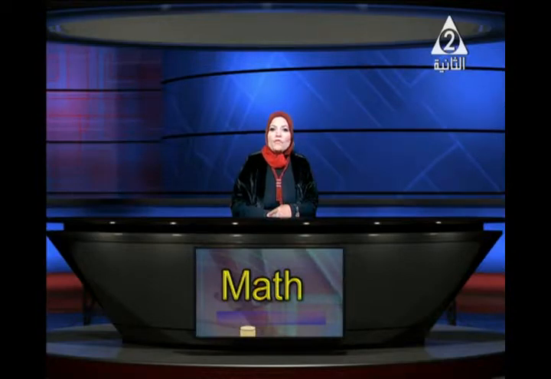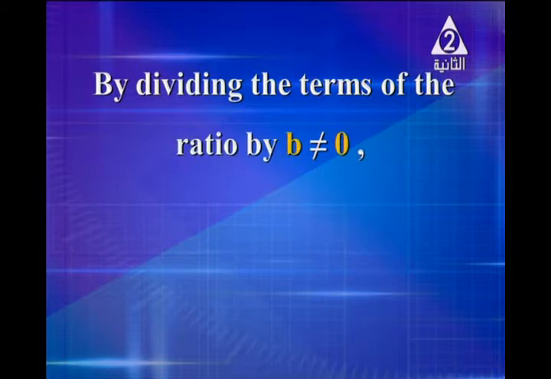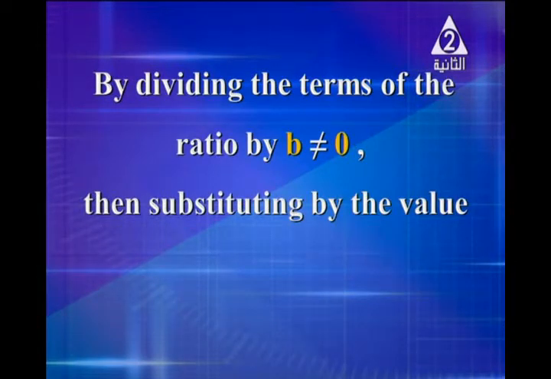فلما بنقول A over ال B equals C over ال D equals M, ال M is constant, not equal 0. وده اللي انا هشتغل بيه بعد كده في any problems. ال A equals BM وال C equals DM. Then answer 2. By dividing the terms of the ratio by B not equal 0, then substitution by the value A over B equals 3 over 5.